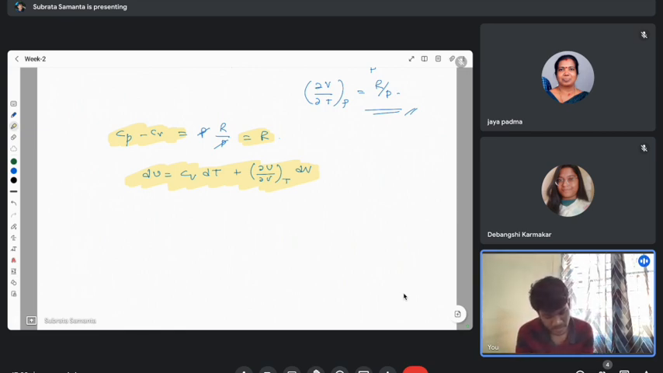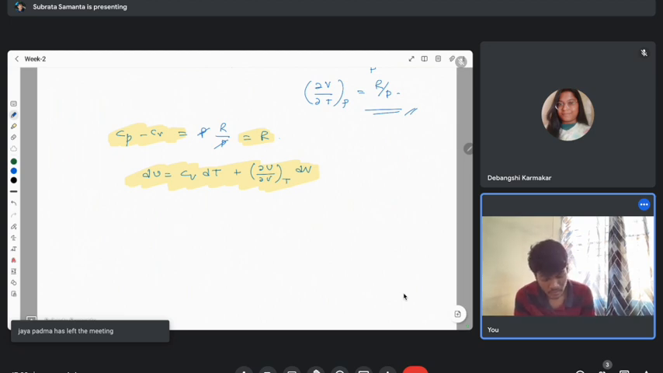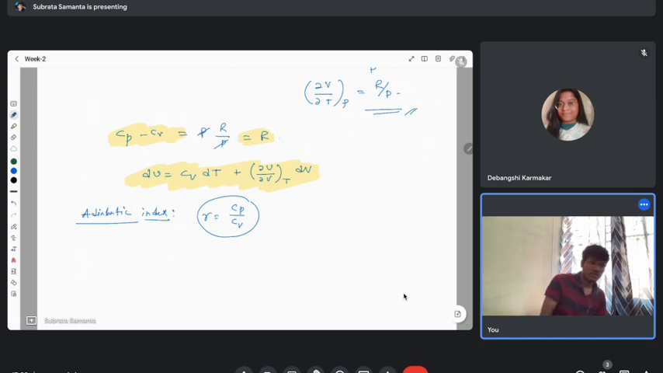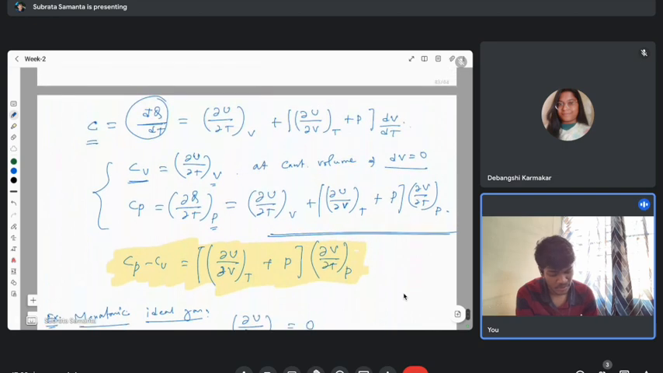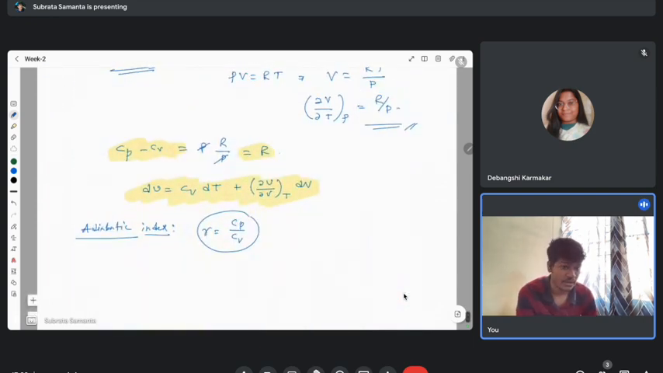Okay, so now what is the adiabatic index? The adiabatic index, gamma, is defined as the ratio of Cp by Cv. So now we know the expressions of Cp and Cv for arbitrary gas. For arbitrary gas, this is your Cp, this is your Cv. Now we divide this Cp by Cv, we get the adiabatic index gamma for arbitrary gases.